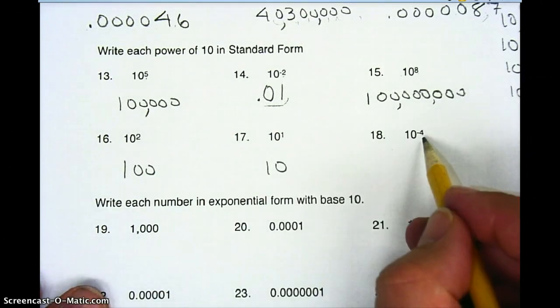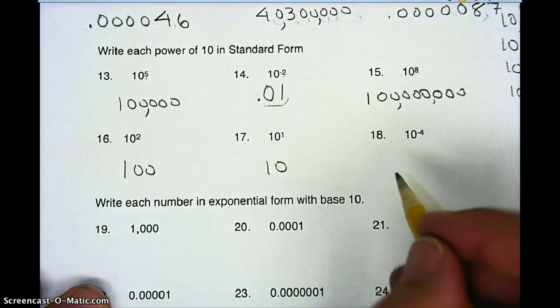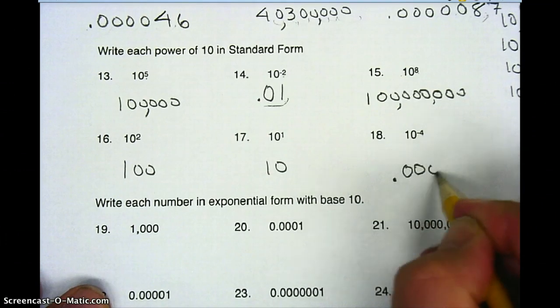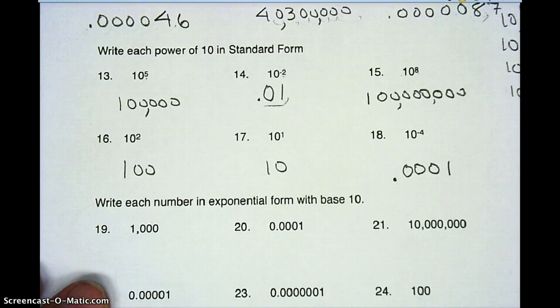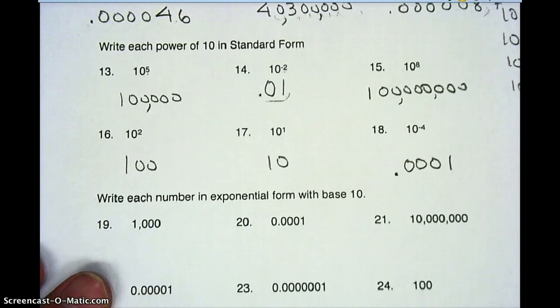Now this one's going to have negative fourth. So that means I have to have 4 numbers to the right of the decimal. Well, 3 zeros and a 1 make 4. So that's going to be 0.0001. Okay?